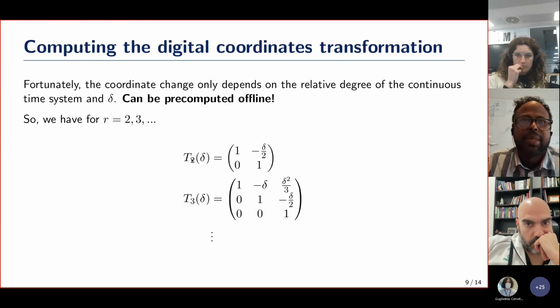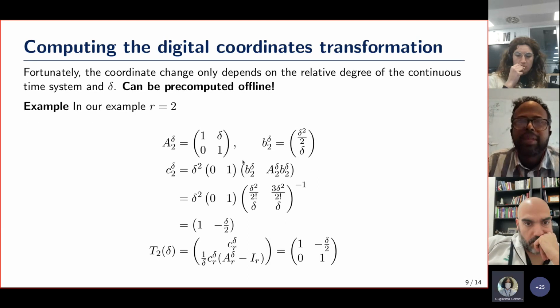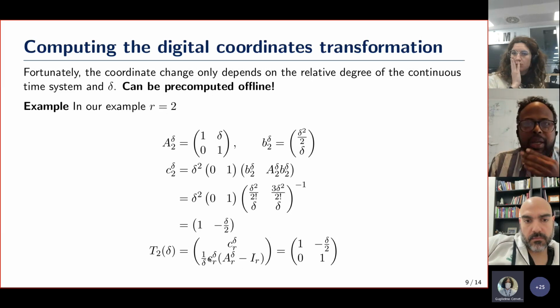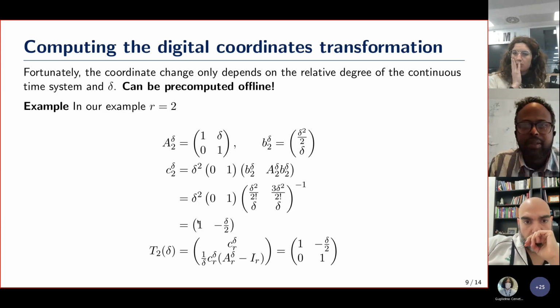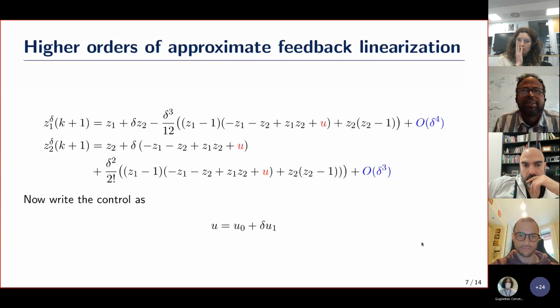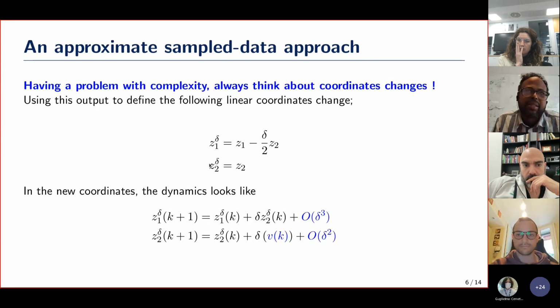So this is TR of delta for a system that has a relative degree 2, right? We compute it. Yeah, I just wanted to have a look at why in the last row you have 0, 1, because if you substitute C2 delta here, 1 minus delta 2, and if you substitute this matrix here minus the identity of order 2 and multiply, you will get this. Okay, there's another matrix inside. Because it looked like a vector, a column vector. And in fact, if we go to the example, yes, this is precisely the coordinate change that we computed in the example. Okay, thank you.